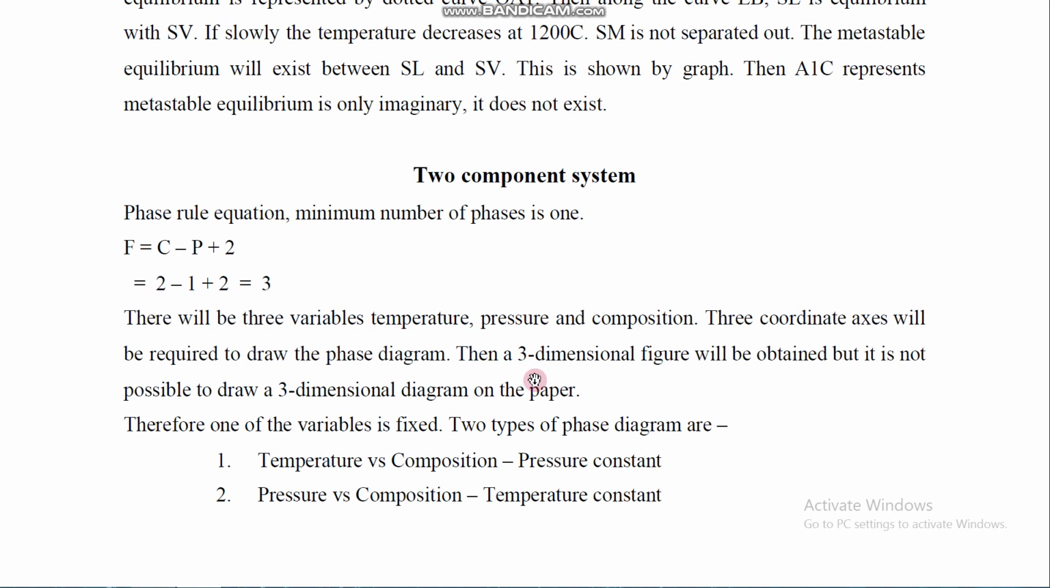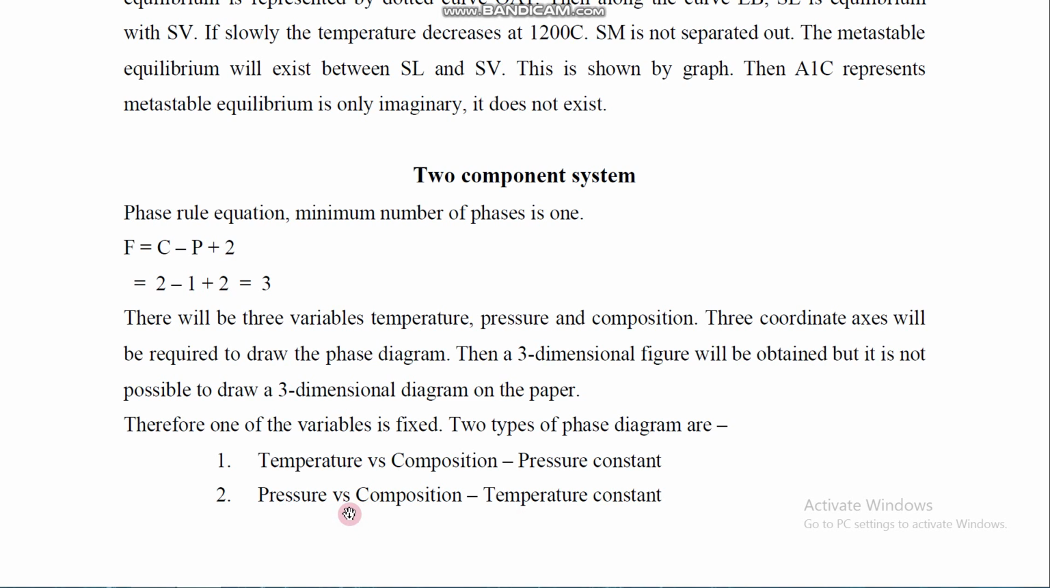This is not possible on a plain paper. So for that we fix one variable. For example, there are two phase diagrams. One is temperature versus composition. Here pressure is kept constant, and the next one is pressure versus composition. Here temperature is kept constant. So these are the two possibilities.